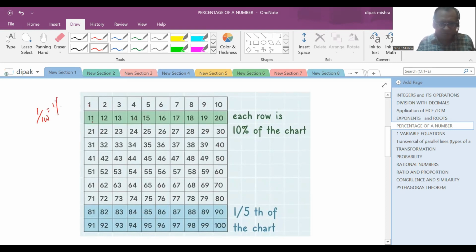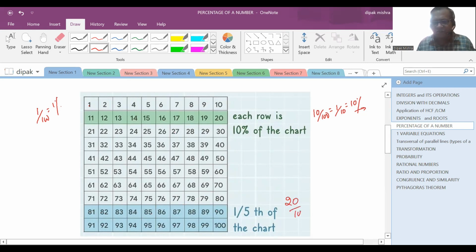If you take 10 values in a particular row, every row has 10 values. So each row is 10 over 100, which is 1 by 10 or 10%, because the number of values is 100. Similarly, if we have two rows, that means 20 values. So 20 over 100 is 1 over 5, which can be written as 20%. So in effect, 1/5 is equal to 20%.